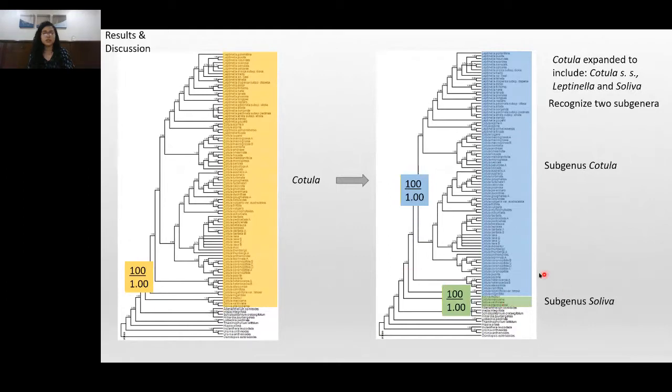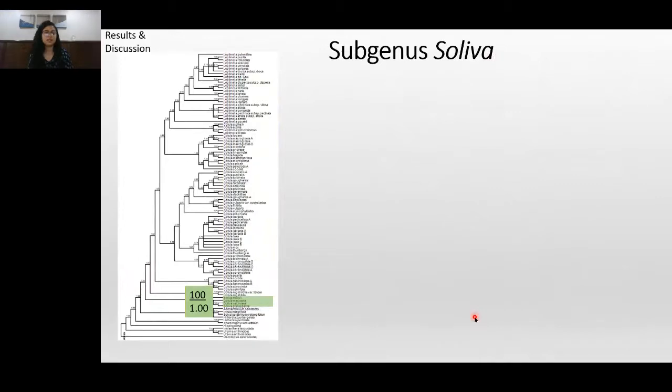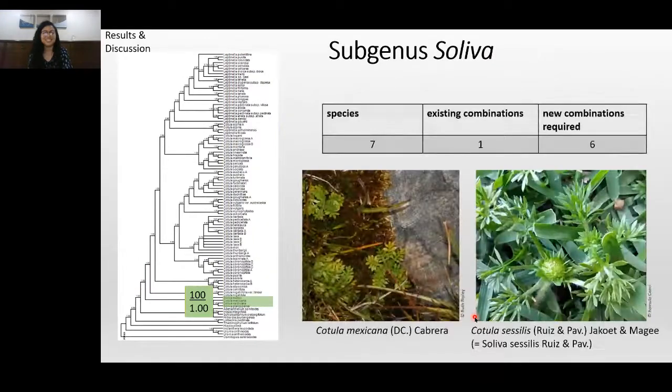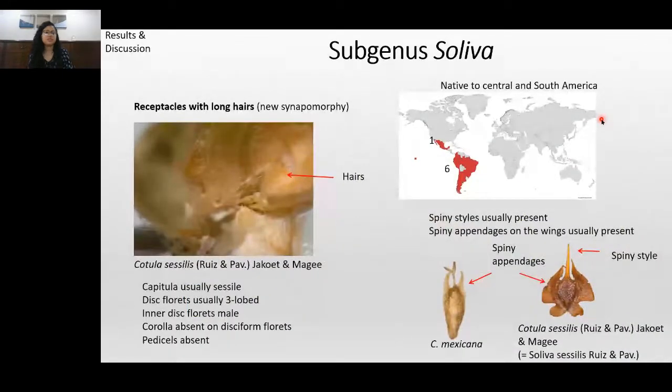We recognize subgenus Salvia as it has quite distinct morphological characters, as well as biogeography. And looking more at subgenus Salvia, there are about 7 species in the subgenus with only 6 new combination names required. Looking at some of the morphology, we found a new synapomorphy for the subgenus. All the receptacles of species in the subgenus have these long hairs present, as you can see up there. There are also additional characters that are used to group these species together, such as the spiny appendages. Also, these species are all native to Central and South America.